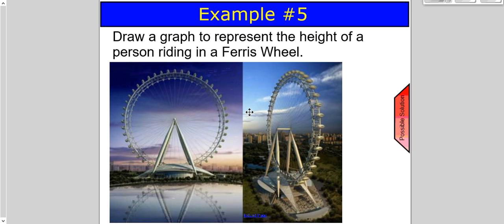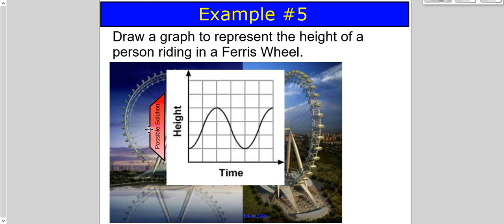How about a Ferris wheel? What would a Ferris wheel look like? So think of this. You get on the Ferris wheel at the bottom and then it goes around and around and around. What would the graph look like that represents the height of the person as it's going around on this Ferris wheel? Again, pause the video here and then come back and see your final answer.